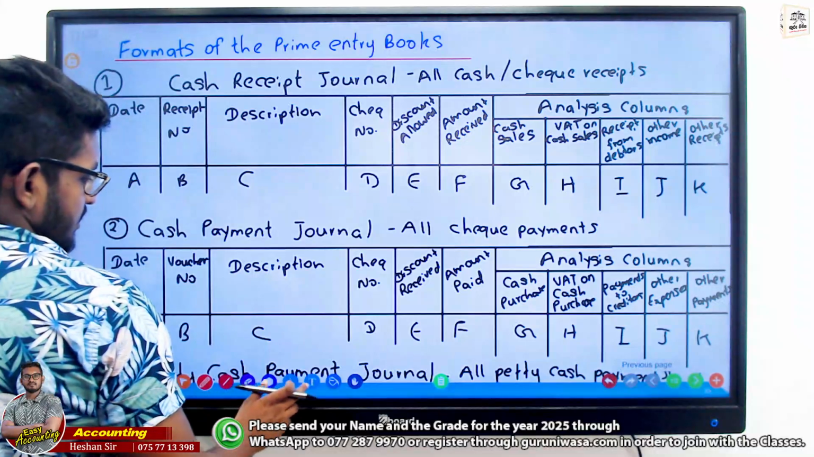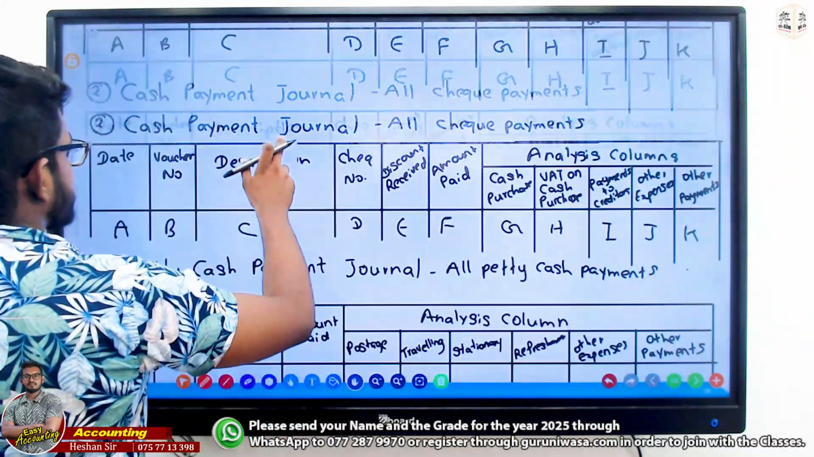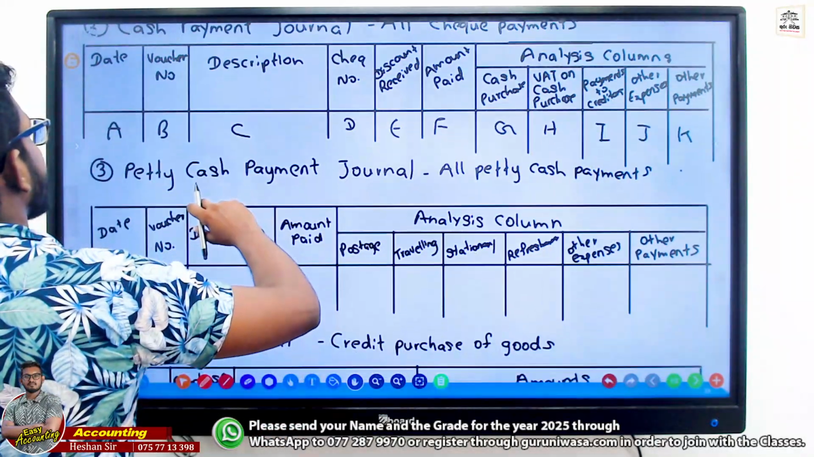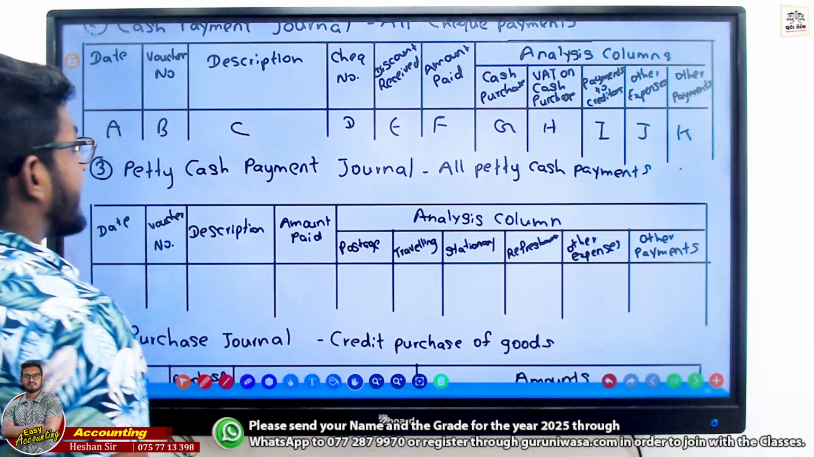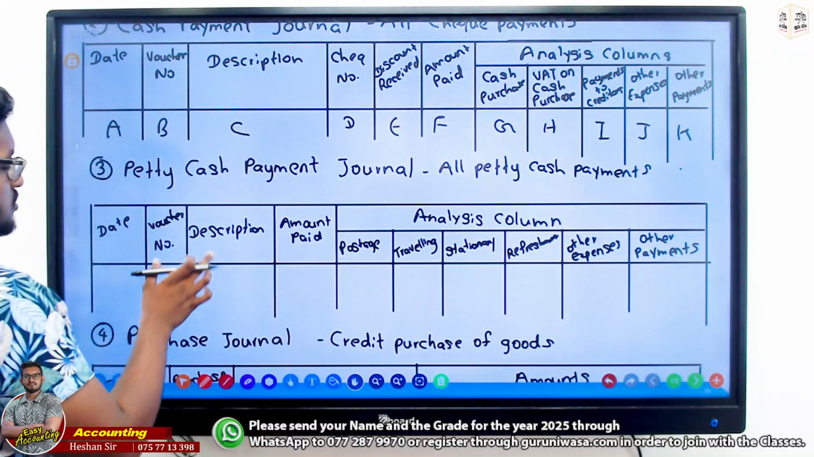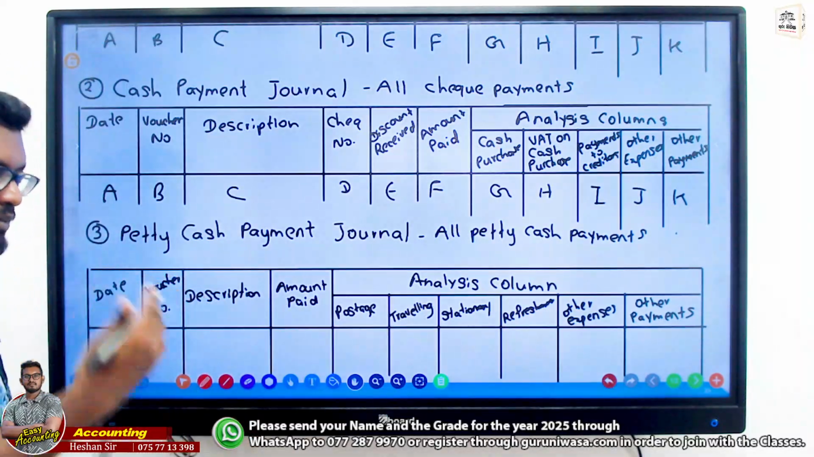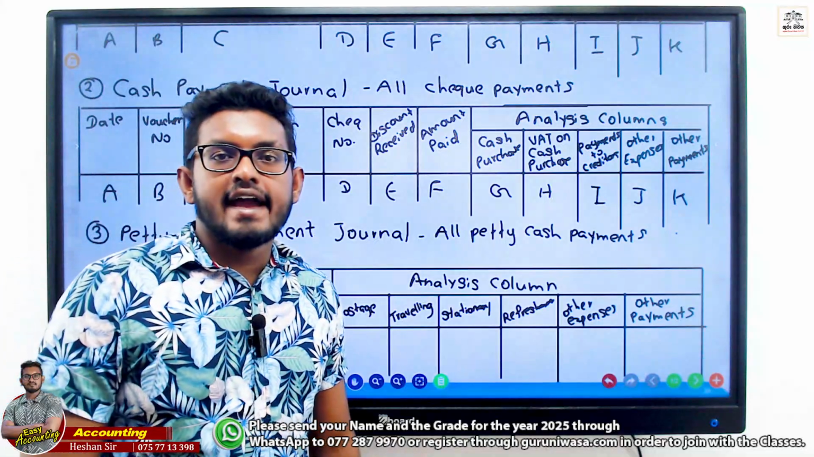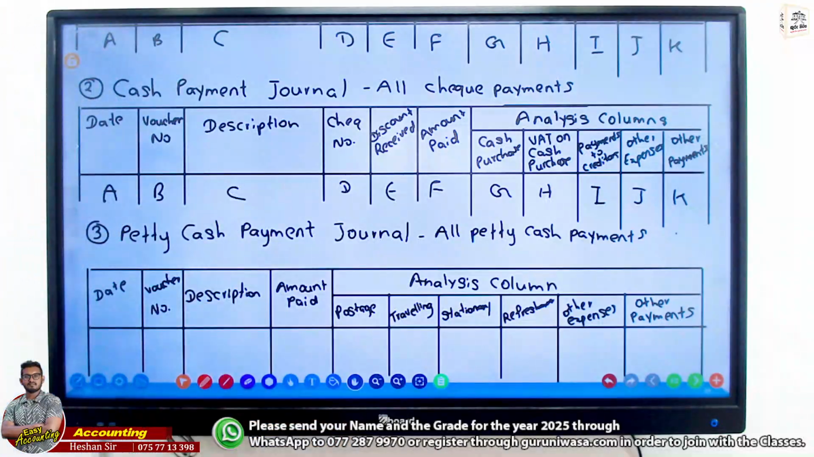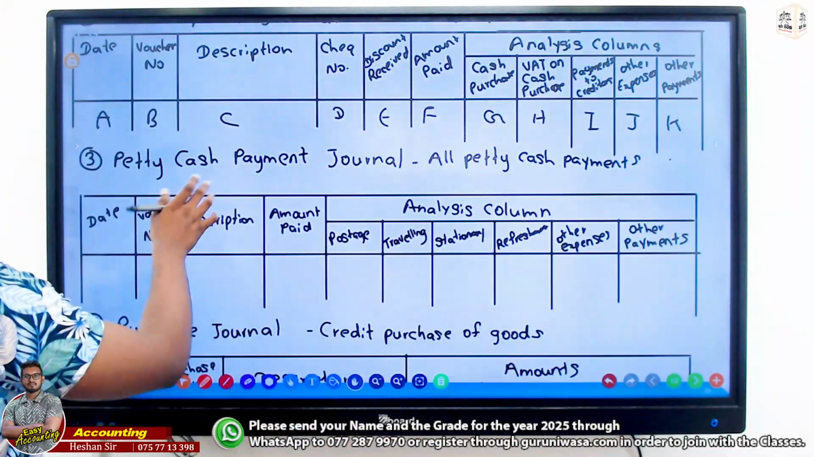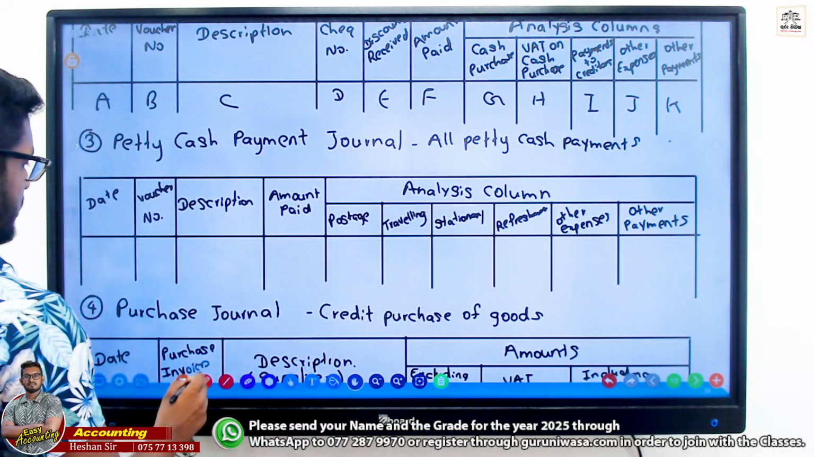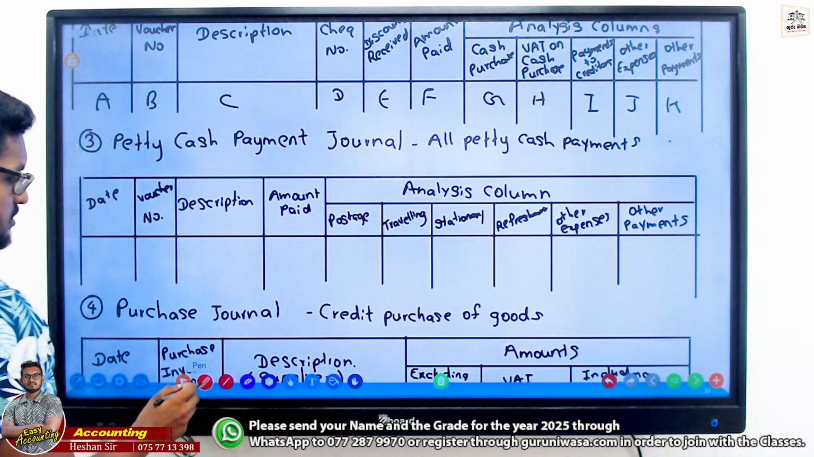Now you can see cash receipt journal things: debit to the cash control account. Cash payment journal things: credit to the cash control account. Next one. Petty cash payment voucher, petty cash payment journal.